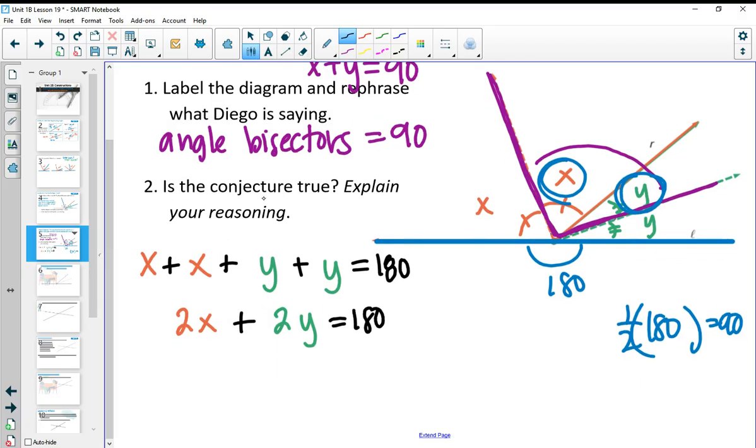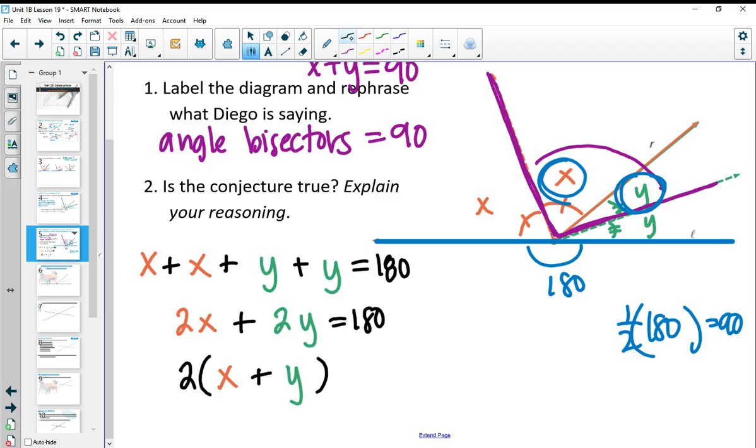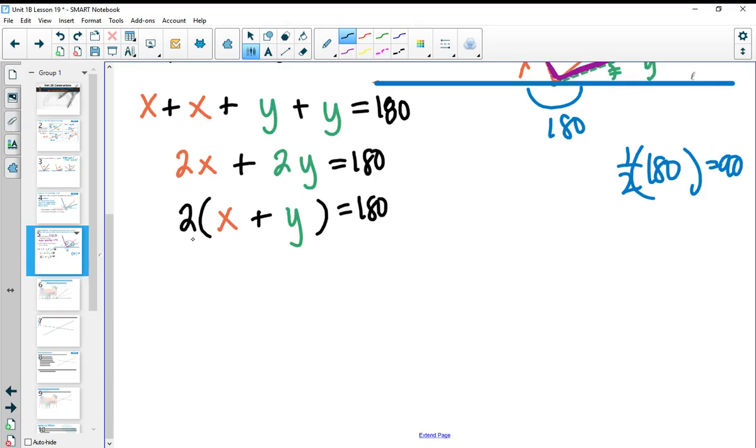And when we do this, then we can kind of see there's two of each of these. So I could factor a 2 out, and I could just say 2 times x plus y, because if I take a 2 out of 2x, I'm left with x. And if I take a 2 out of 2y, I'm left with y. So 2 times x plus y equals 180, right? And so then you could just divide both sides by 2. And you're left with x plus y on this side, since 2 divided by 2 is 1. And then equals 180 divided by 2, which is 90.